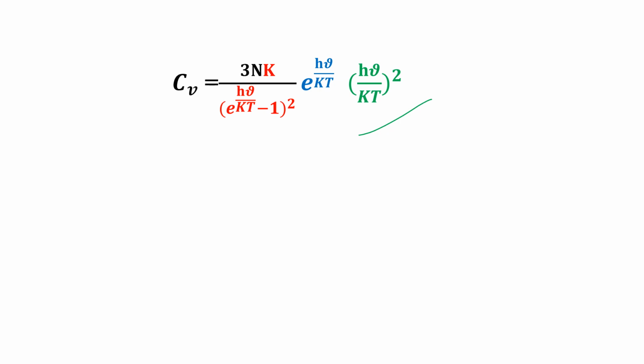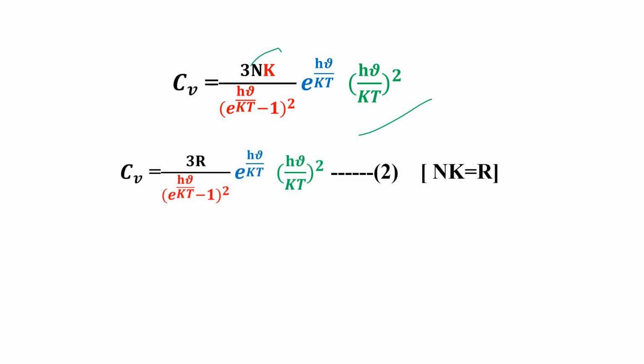Now you are having nk. So instead of nk, we can substitute the formula r. So nk is equal to r. Okay, nk is equal to r. So we are substituting nk. Instead of nk, we can substitute the value r. Now you are getting cv, heat capacity at constant volume. This is considered as equation 2.